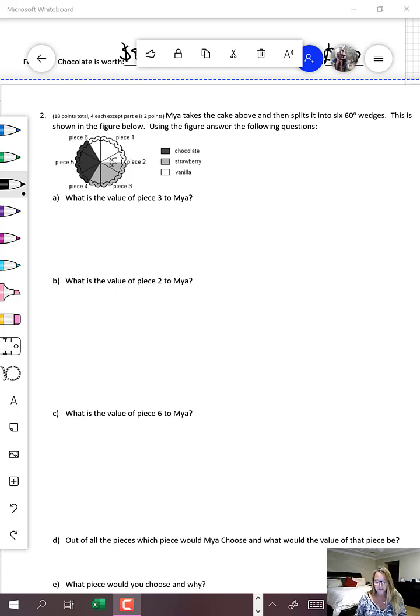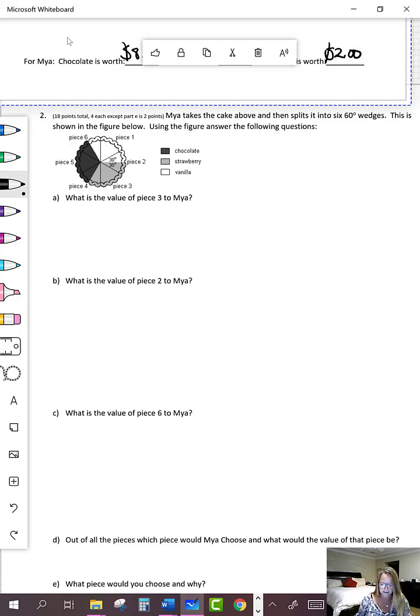So question 2 uses the information from question 1. We're still dealing with the same cake. That is chocolate, vanilla, and strawberry. Maya takes the cake above and splits it into 6 60-degree wedges. This is shown in this figure below. Using the figure, answer the following questions. So what is the value of piece 3 for Maya?